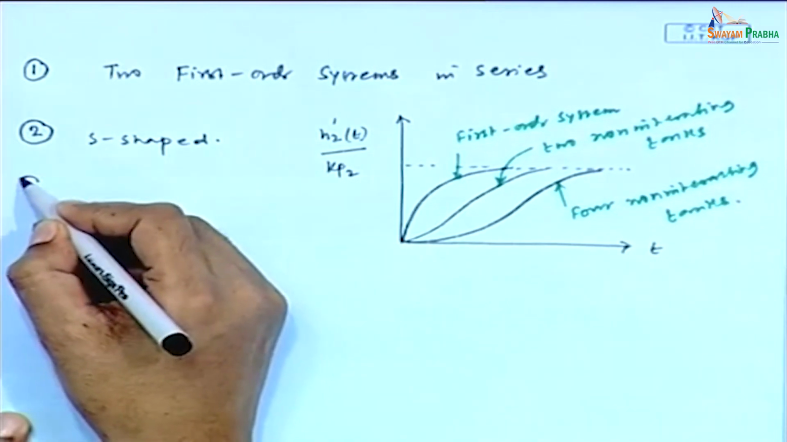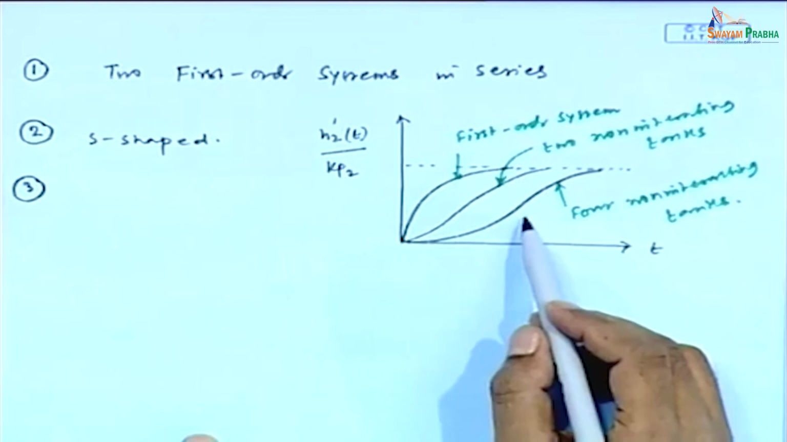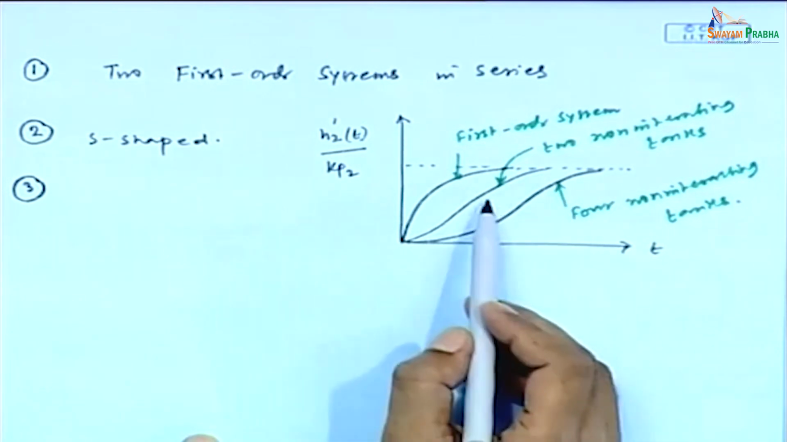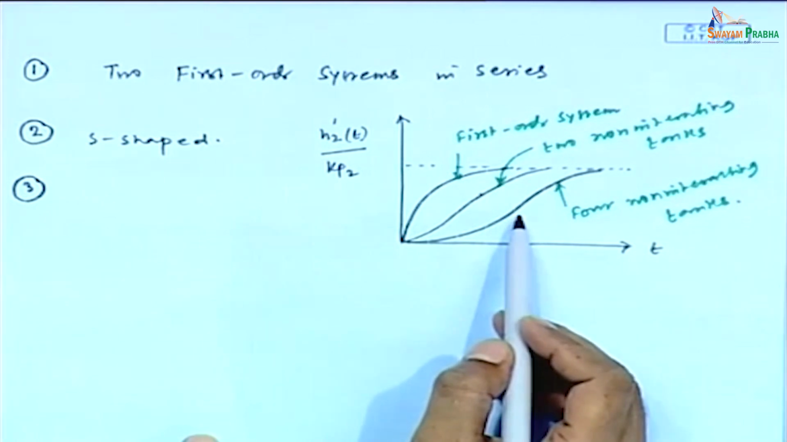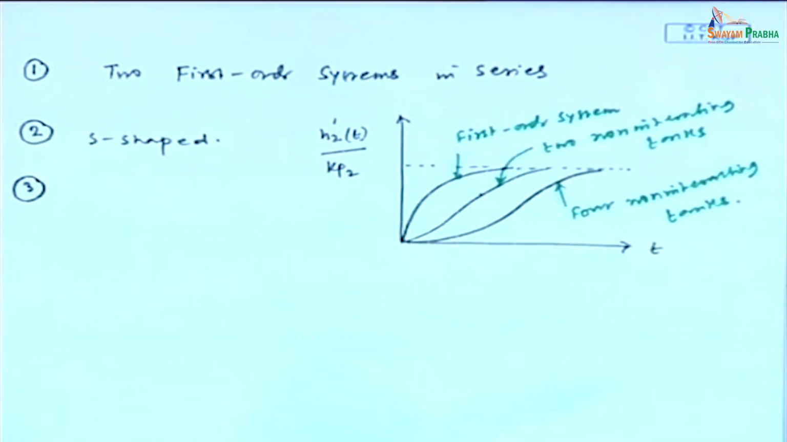And third conclusion is, as the number of capacities in series increases, the delay in the initial response becomes more pronounced. You see, if you compare these two curves, the delay is more for the case of 4 non-interacting tank systems. So, that is the third conclusion. As the number of capacities in series increases, the delay in the initial response becomes more pronounced. This is the third conclusion.